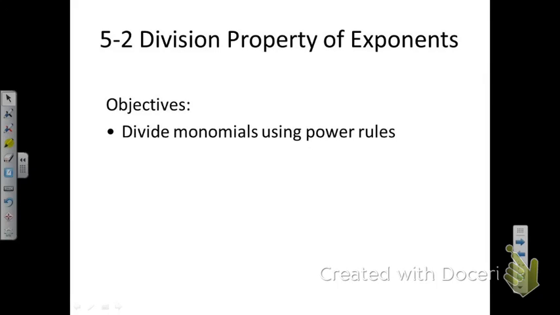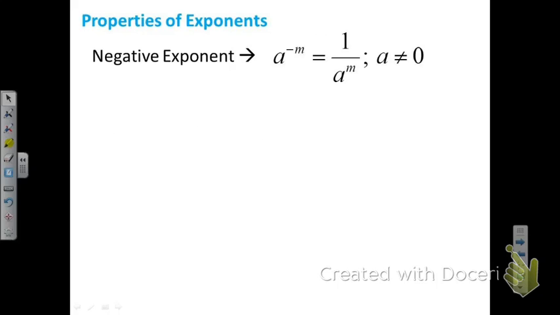Today we are going to pick up the other four properties of exponents using our division properties. So the first thing we'll talk about is a negative exponent. If you have a negative exponent, it moves this whole thing to the bottom, and it makes it a fraction. You get 1 over a to the m. And this works as long as a does not equal 0, because you cannot divide by 0.